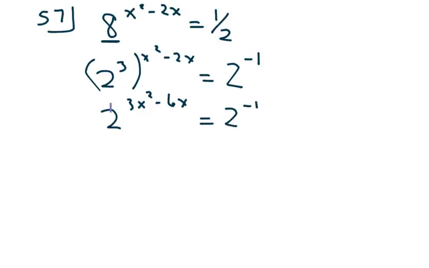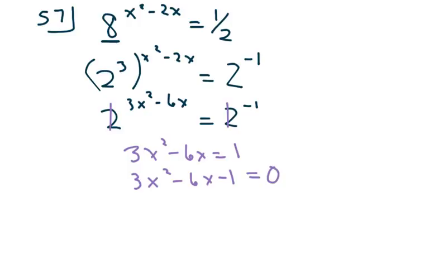Since my bases are the same now, all I need to do is solve for x. So we have 3x squared minus 6x equals 1. Set this to 0 to find your x's. Alright, and you're going to have to use the quadratic formula on this one, because this is not factorable, and we need all solutions.